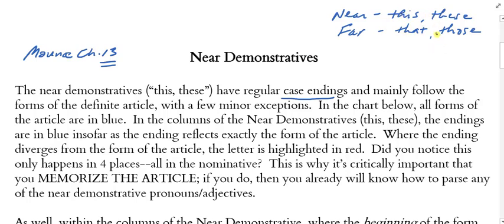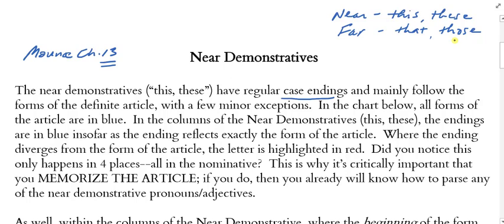All right, so we have ways of indicating the number of the near and far demonstratives in English. We don't distinguish gender here in English. Greek will. Greek will actually distinguish gender and number and case. So there will be multiple forms of the demonstratives that we don't really have in English. All right, so Greek will be more specific that way.